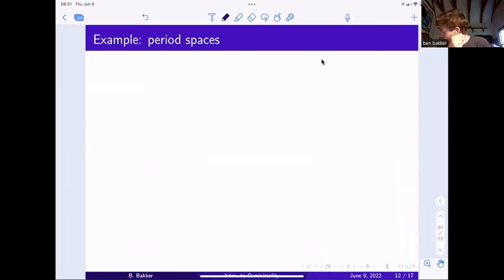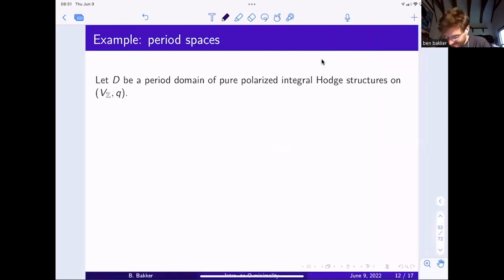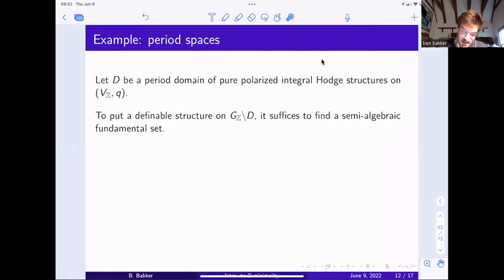Okay, so now let's come back to period spaces, which I alluded to before. Hopefully we've seen enough of this this morning so that I don't have to recall most of these notions. So if D is a period domain of pure polarized integral Hodge structures on some fixed lattice with some quadratic form, then as in our Riemann surface example, if I want to put a definable structure on this quotient, this is by the Z points of this algebraic group that we were referring to before.